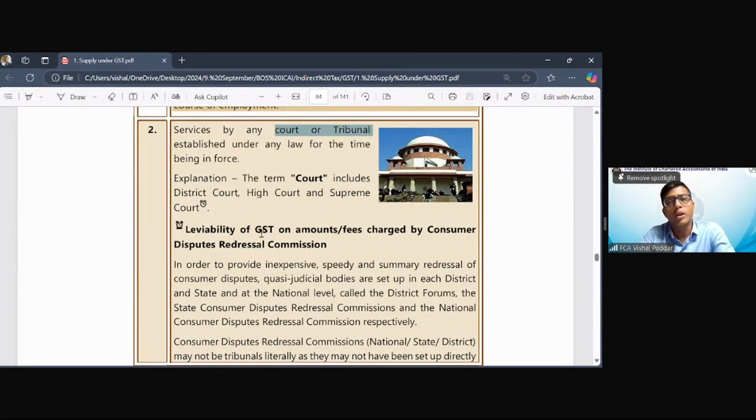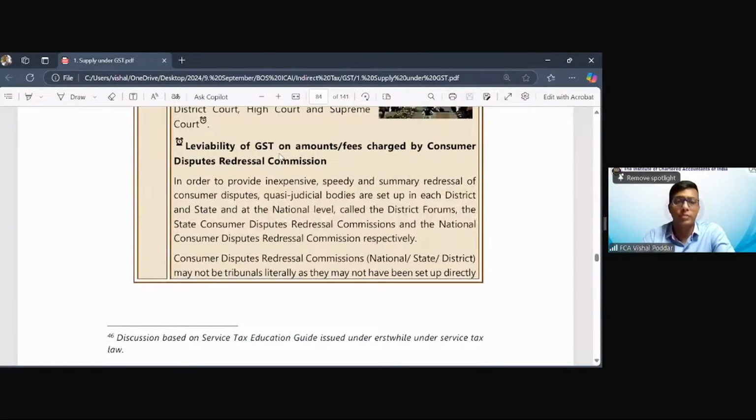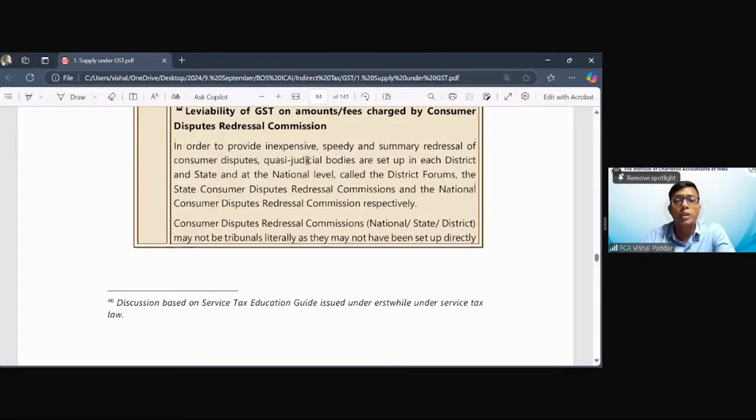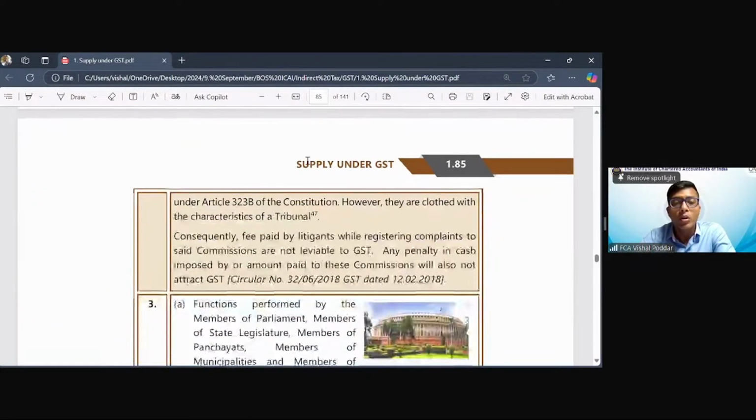This fees is not liable to GST because this fees we have paid to the courts or tribunals for the services that they are giving to us, and this is put in Schedule 3, hence it is outside GST. Now again, what is clarified is leviability of GST on amount fees charged by the Consumer Dispute Redressal Commission. Now see, this is a specific body made under the Consumer Protection Act. Now when you go to this particular body, which is called the Consumer Dispute Redressal Commission, and you again pay some fees for that, whether it would be liable to GST or not, it is clarified.